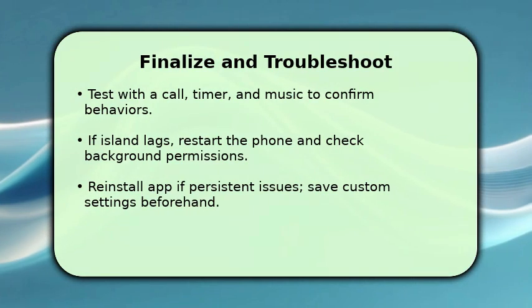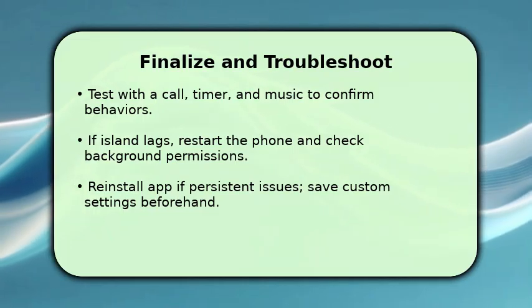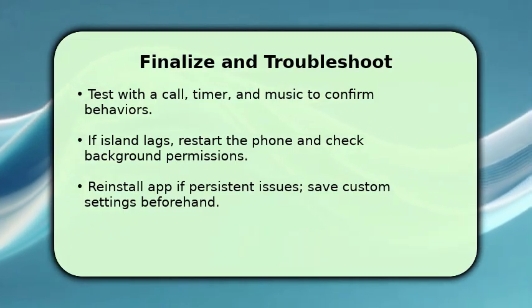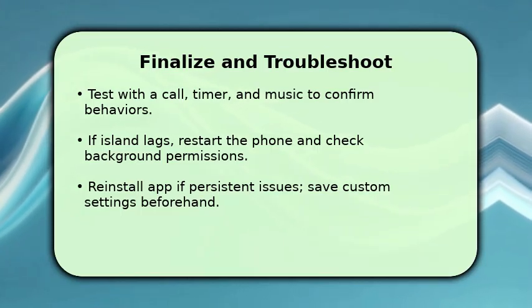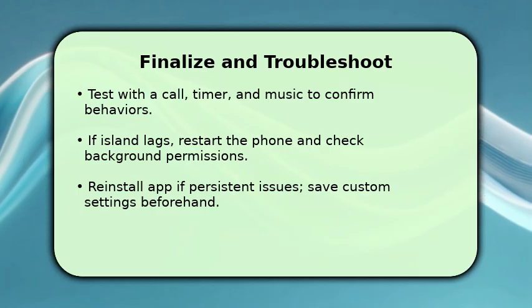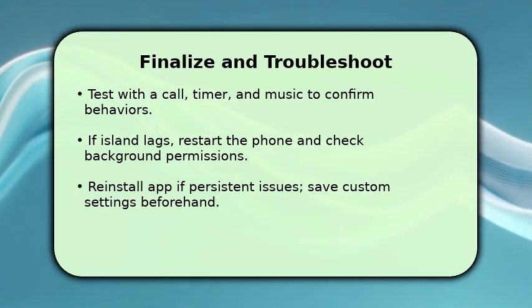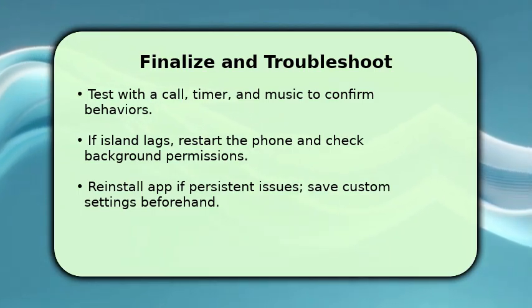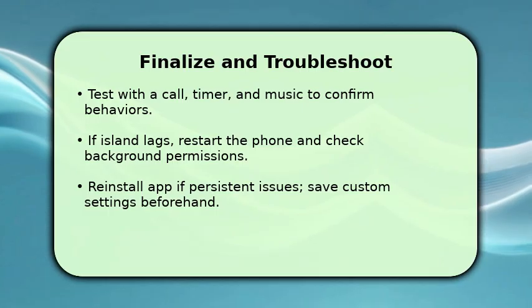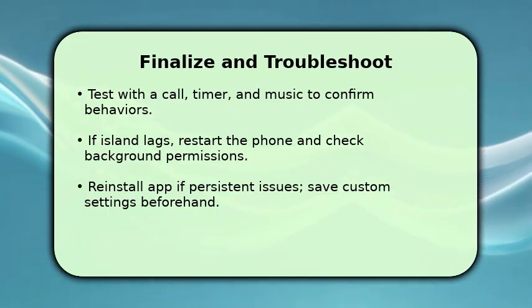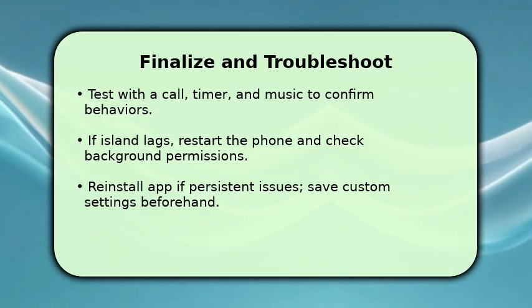Finish by testing everything. Place a call, start a timer, and play music to see the island update dynamically. If notifications don't appear, make sure Do Not Disturb is off for the test and confirm the app has notification and background refresh permissions. If the island stutters or disappears, restart the iPhone and revisit battery settings to exempt the app. If problems persist, reinstall the overlay app and reapply your saved settings.